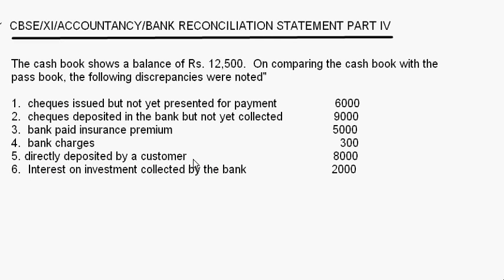Directly deposited by a customer, 8,000 rupees. When someone directly deposits the money, the bank balance increases. The cash balance is less as compared to the bank balance because in the cash book we will make that entry only when we come to know that he has deposited directly in the bank, right? So when the customer directly deposits money, the bank balance immediately increases, whereas the cash book balance at that point of time is less.